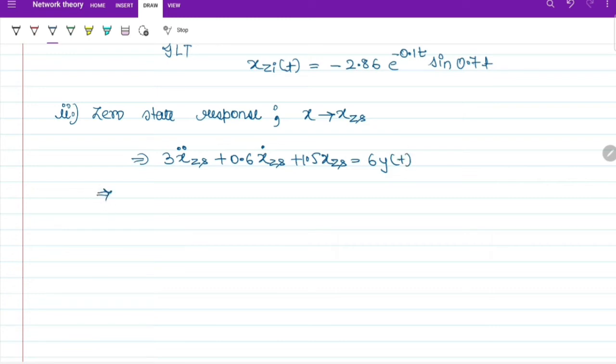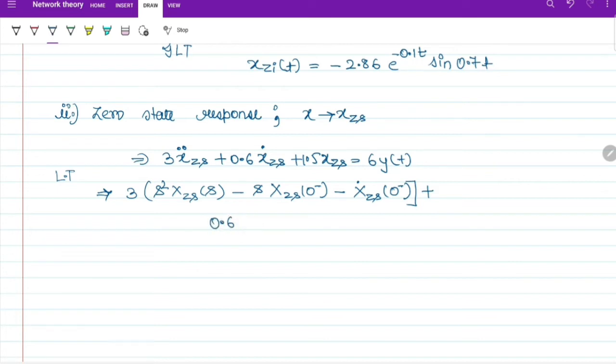Now if we take the Laplace transformation of this equation, this can be written as 3 s square x zs of s minus s x zs of 0 minus, minus differentiation of x zs of 0 minus, plus 0.6 s into x zs of s minus x zs of 0 minus, plus 1.5 x zs is equal to 6 y of s.